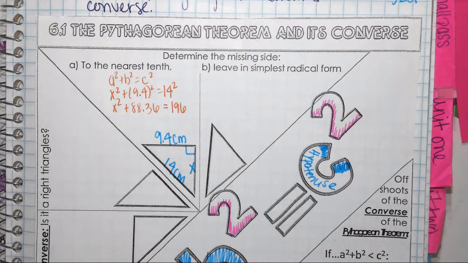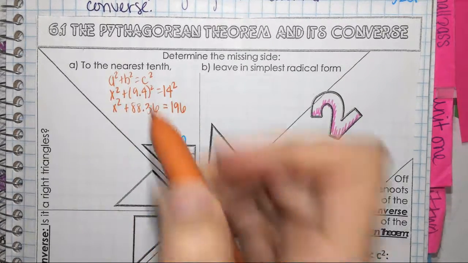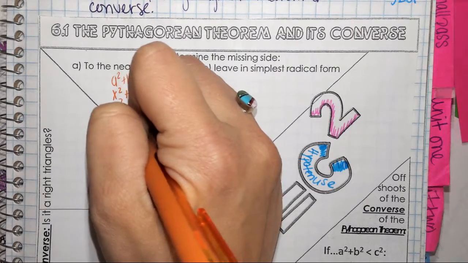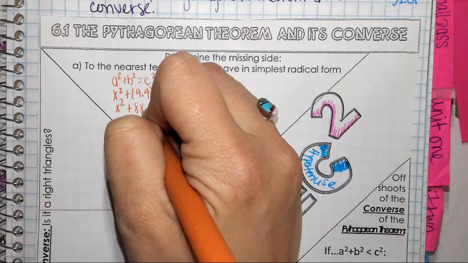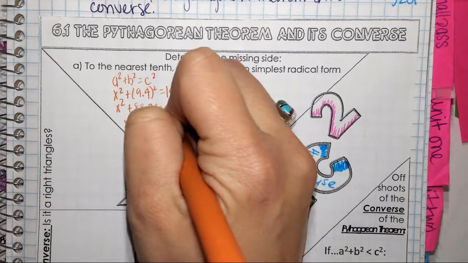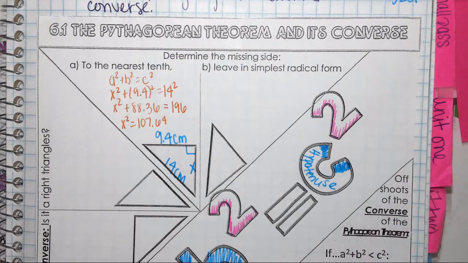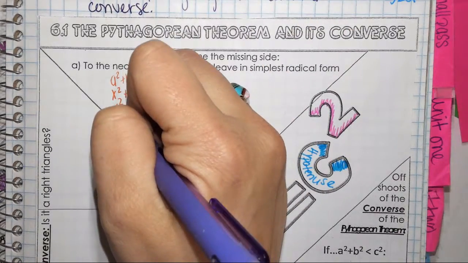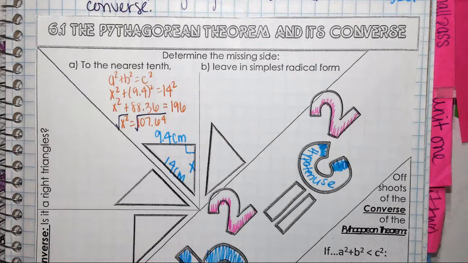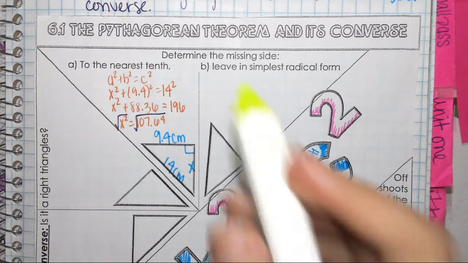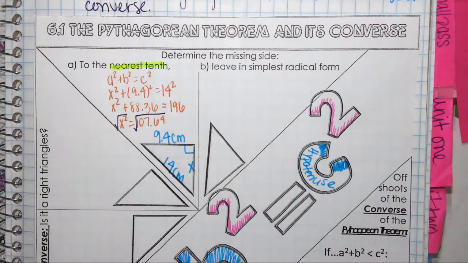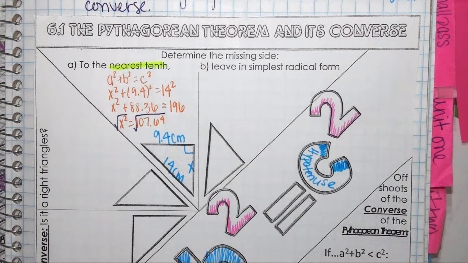Am I done? No. I have to subtract. I subtract 88.36 from both sides, and I get x squared equals what? 107.64. All right, how do I get rid of a square? Because we talked about that in our math workshop. Square root. Square root both sides, and remember, we're rounding to the nearest tenth in this. So it's the square root of 107.64.